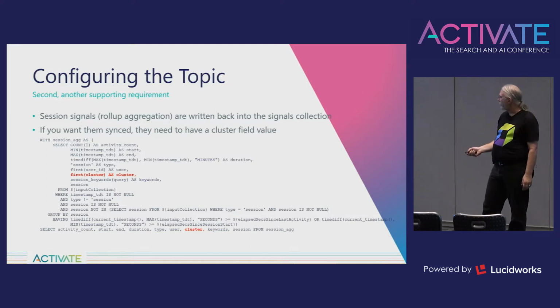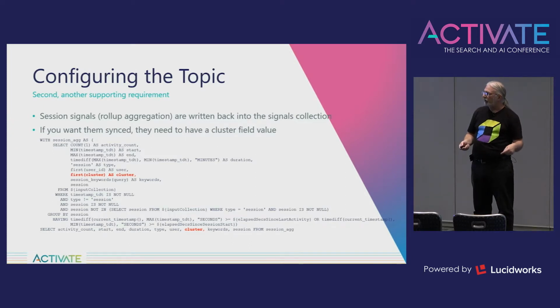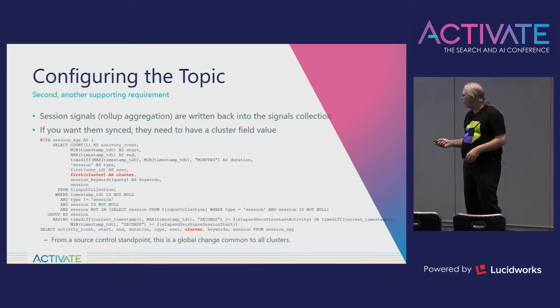And then down here on the last line, where we actually write the new session signal back into the signals, we have to add that cluster field. So we're grabbing that in the select and we're writing it back in. So now even our session signals have a cluster definition. We're from the US, we're from the EU, we're from wherever. And again, from a source control standpoint, this actually is global. This isn't a difference between clusters, because this is applying equally to all your clusters. So this is one thing that you can just make the change. You don't have to maintain it separately for clusters.